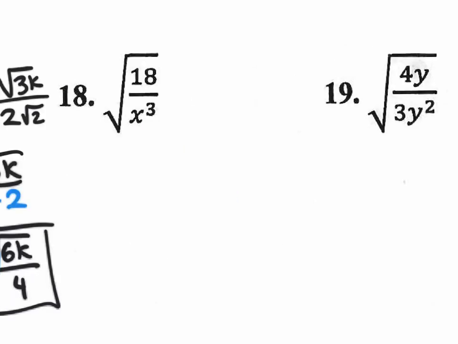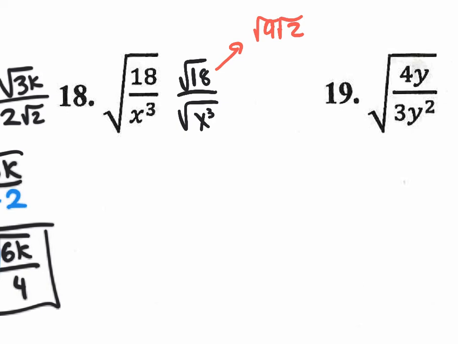Number 18. If you look at the inside fraction, there's nothing that you could do. You can't reduce or anything. So I will split the root, and then I'm going to simply do each of these problems. Like the square root of 18, I could break that down to 9 times 2, and then split the root. So that will give me a 3 square root of 2 up on top.